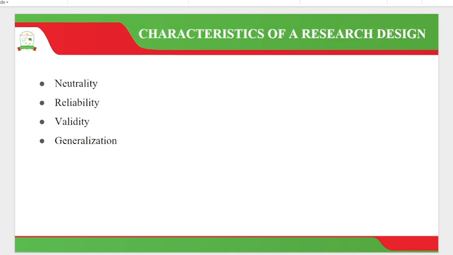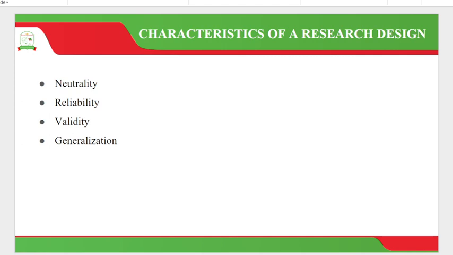Characteristics of research design. Neutrality, first and foremost. Research design is neutral. In other words, it is not biased. It indicates everything clearly. You understand? Yes. It indicates everything clearly, and it indicates all the rights of your participants.